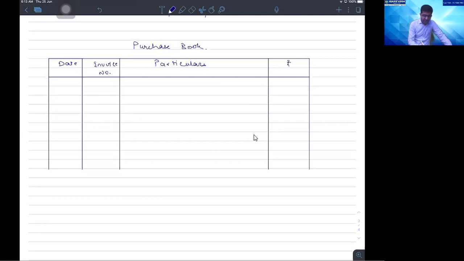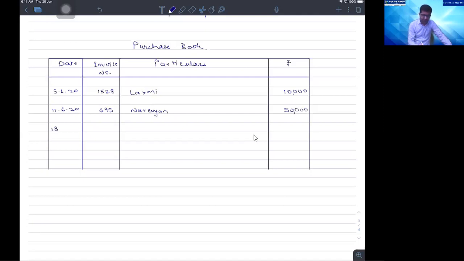Let's say in this case on 5th of June 2020, against the invoice number 1528, we made the purchase from Lakshmi of 10,000. On 11th June 2020, against the invoice number 695, we purchased the goods from Narayan of 50,000.